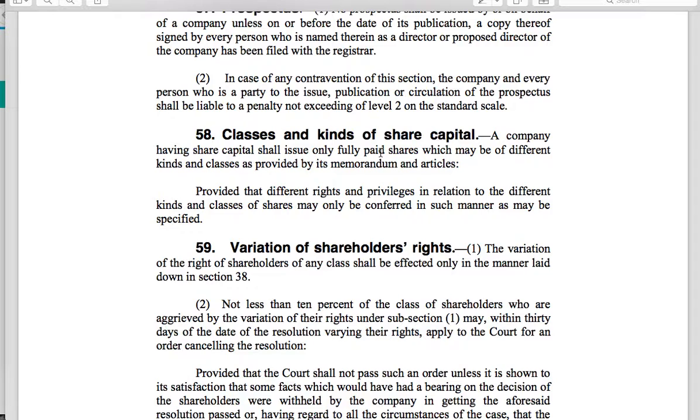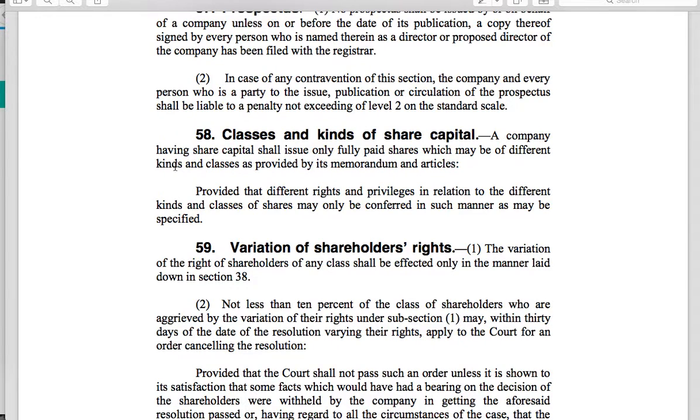So the shares have to be fully paid up, which means that once you print the shares, you have to issue them to the members. You can't print and keep those shares. They have to be fully paid up. Neither can they be partially paid up, which means that if it's a 10 rupee share, you have to get 10 rupees from the shareholders when you issue the share to him.